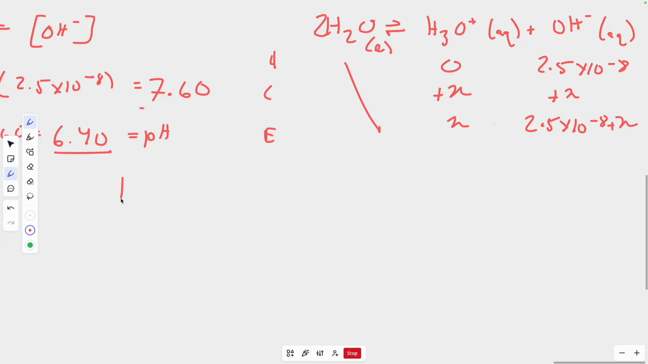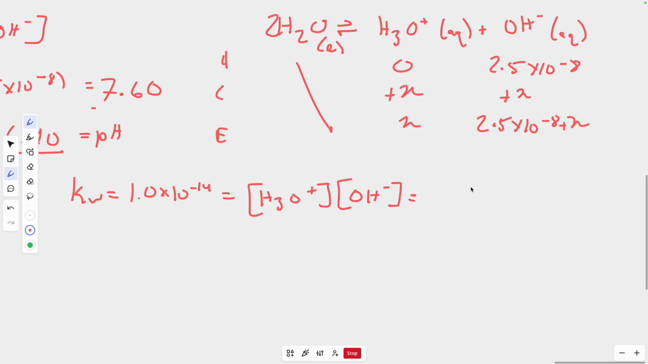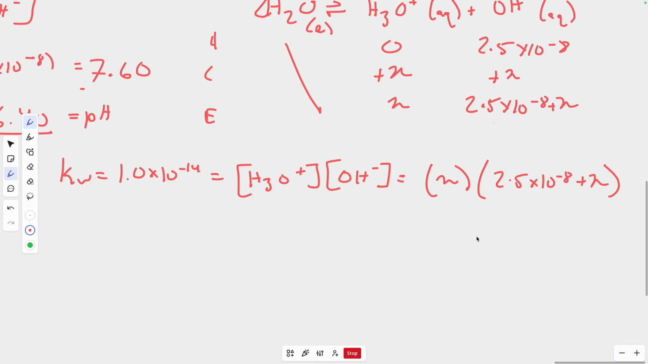So now the Kw is going to equal 1.0 times 10 to the power of negative 14, which is equal to the concentration of H3O plus times OH minus. And this is going to equal x times 2.5 times 10 to the power of negative 8 plus x. So now, typically what we've done before is we cancel this x out, right? Because it doesn't play too much of a role on the initial concentration that we have.